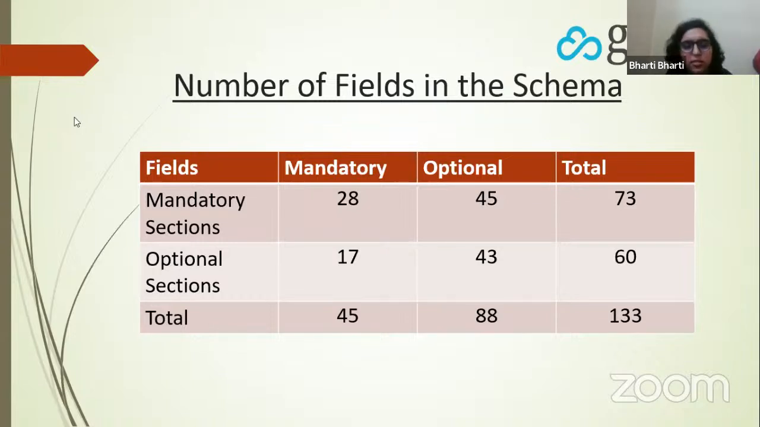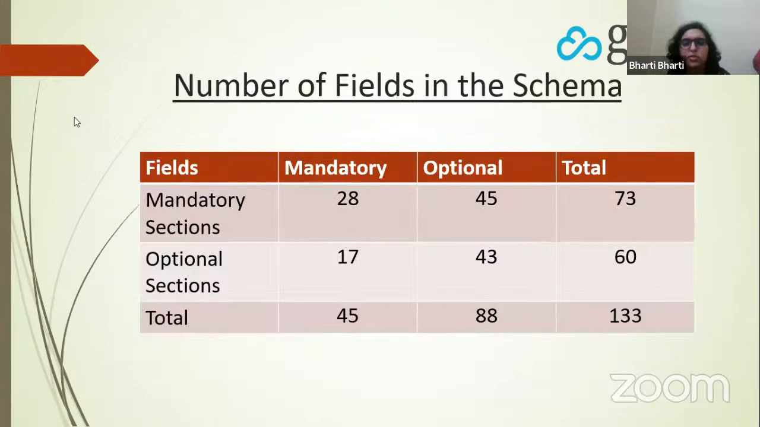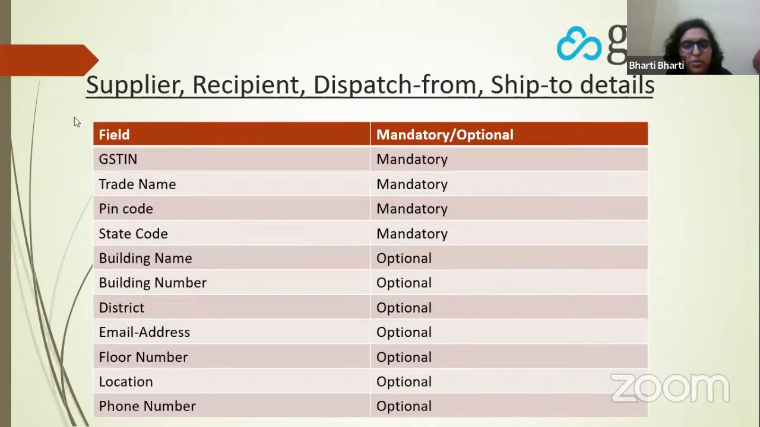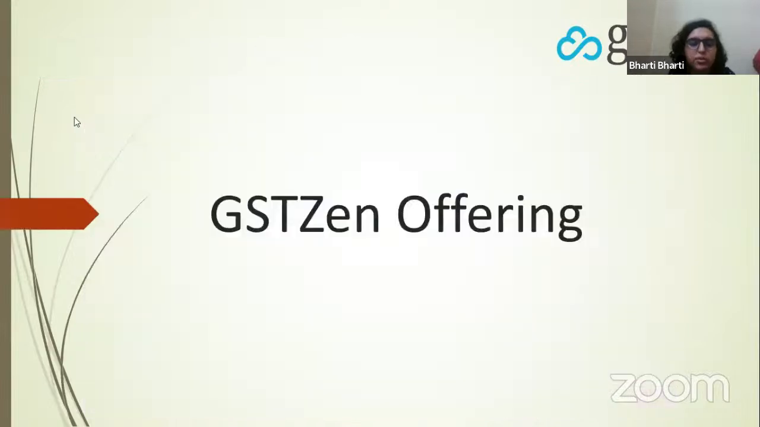Mandatory sections, mandatory fields are 28. And then if you are providing optional sections, such as your dispatch address and everything, those you can provide. So as I said, many are mandatory, others are optional. Okay, we do not need to go into detail.